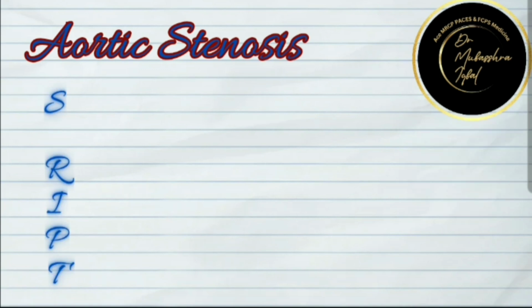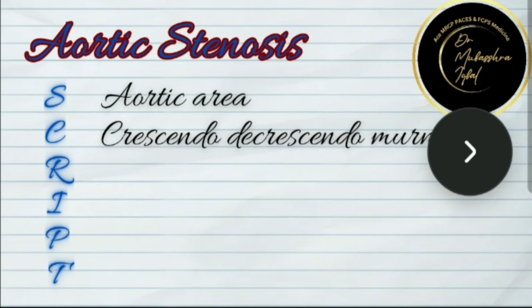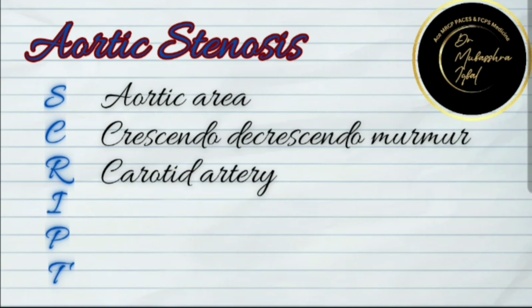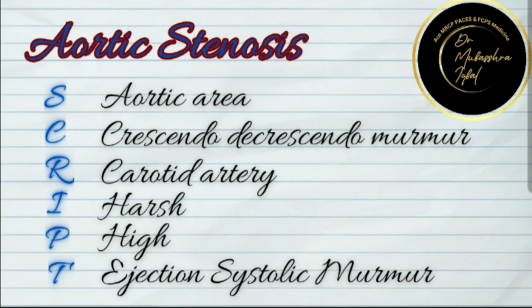In aortic stenosis, the site of murmur is the aortic area, that is the A1 area in the right second intercostal space. The character of murmur is crescendo-decrescendo murmur, and it is radiated to the right carotid artery or the right side of the neck. The intensity is variable but usually it is harsh and it is a high-pitched ejection systolic murmur. Again, hear this murmur of aortic stenosis.